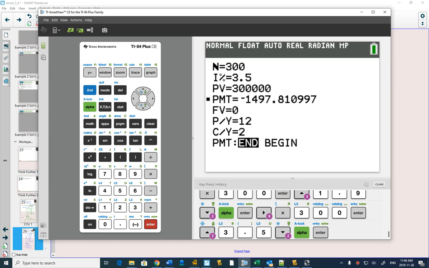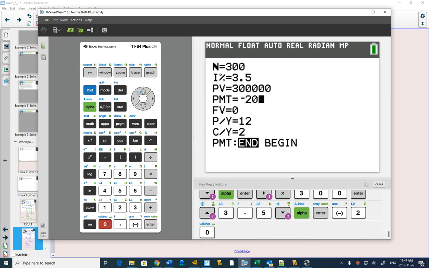But if instead you said, I'm making more money now, and instead of $1,500 a month, I could afford $2,000 a month. So you increase your payment. If you increased your payment to $2,000 a month, you don't have to make as many payments. You pay it off quicker. If I go alpha solve here, instead of 300 payments, it now only takes me 197 payments.